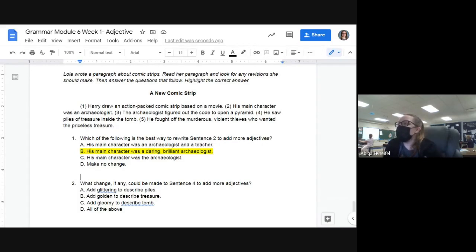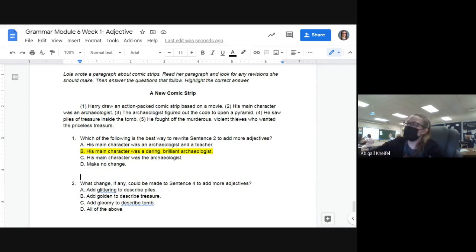And number 4. What change, if any, could be made to sentence 4 to add more adjectives? So sentence 4. He saw piles of treasure inside the tomb. Add glittery to describe piles. So he saw glittering piles of treasure inside the tomb. Add golden to describe treasure. He saw piles of golden treasure inside the tomb. Add gloomy to describe tomb. Or D, all of the above.